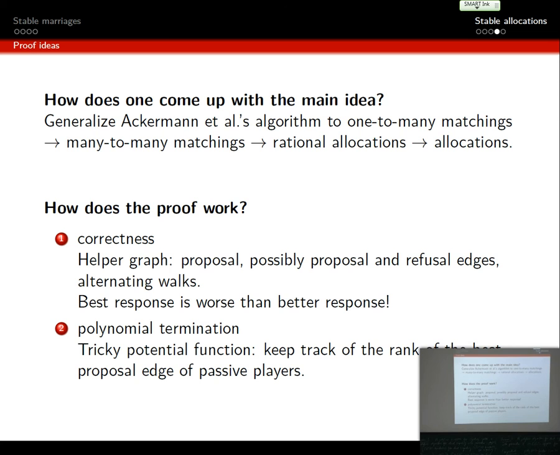And then, following termination, we have a potential function. It took us quite some time to figure out what is monotone in this procedure, but it turns out that the rank of the best proposed edge of the passive player will be monotone, which is not a very straightforward thing, I think, if you see the instance.